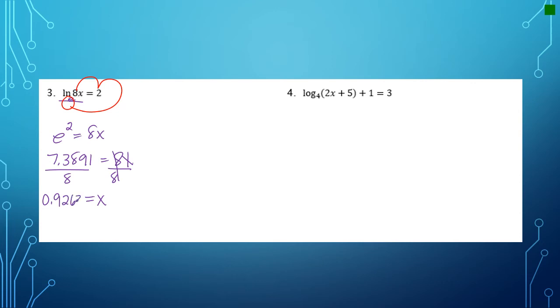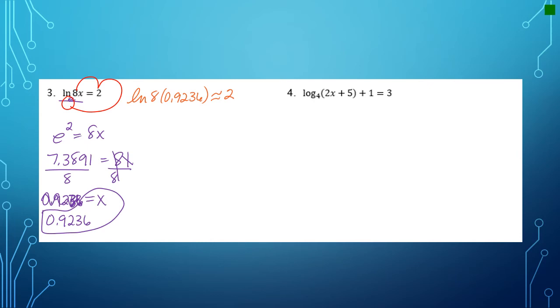0.9236. Okay, and again, if you plug this into your calculator, it would give you the right answer. So like if you typed in the natural log of 8 times 0.9236 into your calculator, it's going to give you approximately 2. It's not going to give you exactly 2 because we rounded our number, so it won't be exact, but it'll be very, very close to 2.